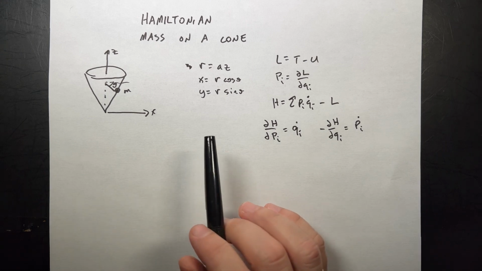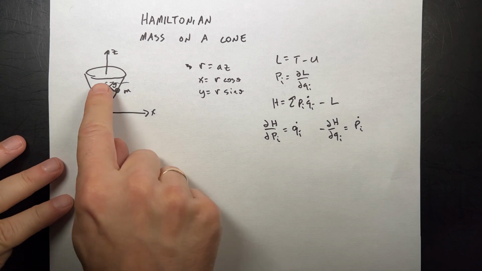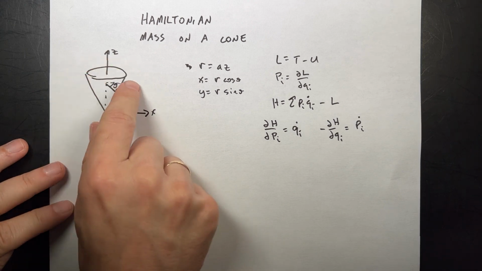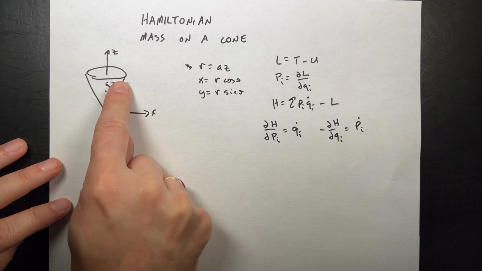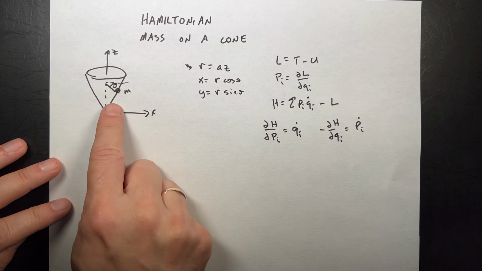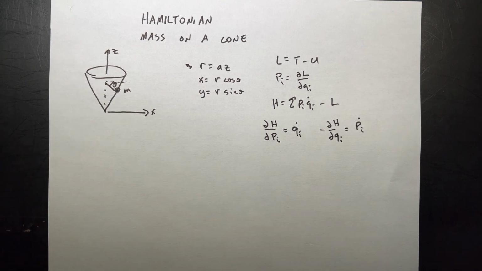I want to do one more, at least one more Hamiltonian problem. Hamiltonian mechanics. And I've seen this problem more than once, so I thought it'd be a good example. Here's the problem. There is a cone, with a mass constrained to the surface of the cone, and there is a gravitational force. So this is up. There's a gravitational force pulling down. So let's just model the motion of that.